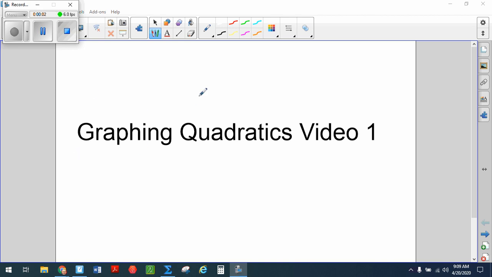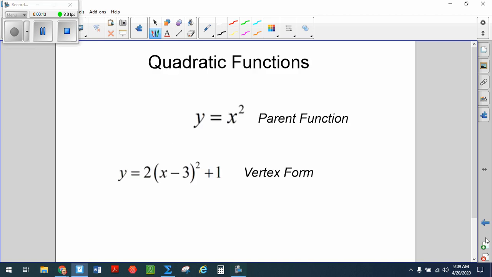Okay, let's learn how to graph quadratics. This is quadratics video number 1. I was going to do 2 videos, but this will just be 1 long video, and then I'll make another one for next week. So, quadratic functions. Quadratic functions have an x squared in them. We've done a lot with linear functions, but we just started working with expressions that have exponents or powers. So now we're going to be looking at quadratic functions.